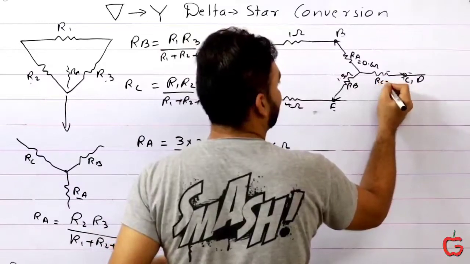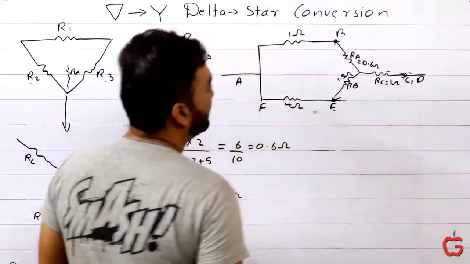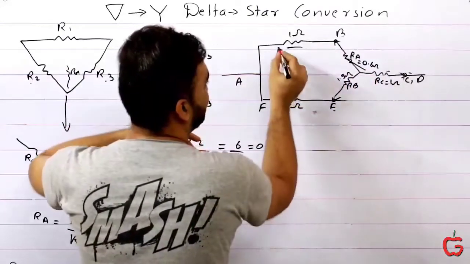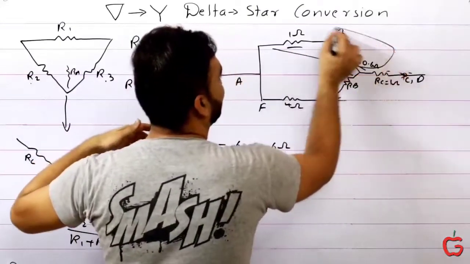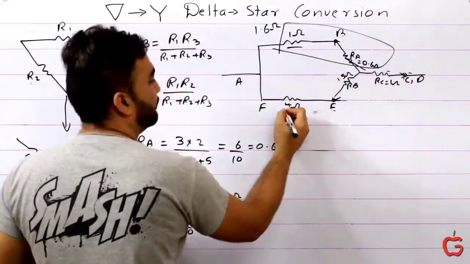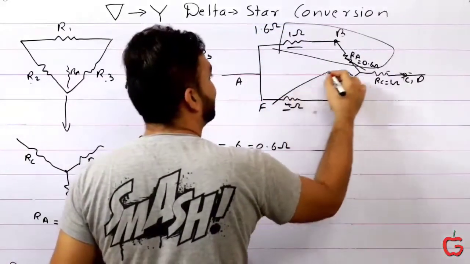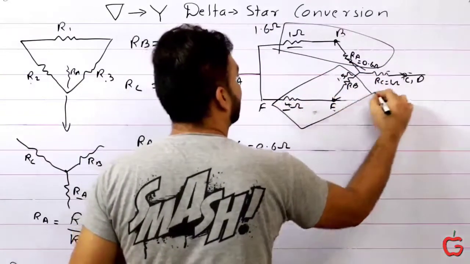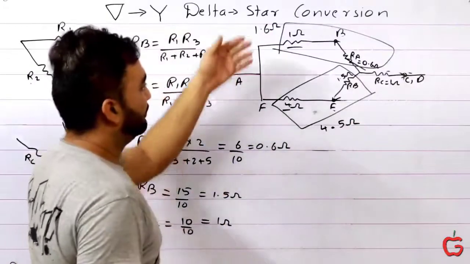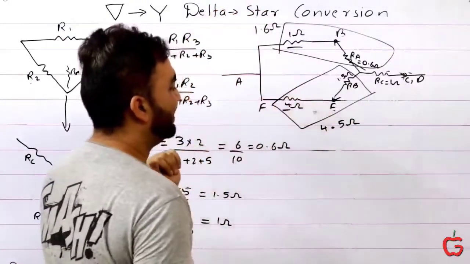So RC, this is 1 ohm. So now we can see that 1 and 0.6 are in series. So the series connection for these becomes 1.6. 4 and 1.5 are in series. So their total becomes 4.5 ohms. Now 1.6 and 4.5 are in parallel.